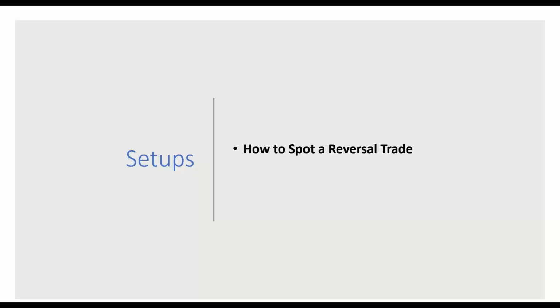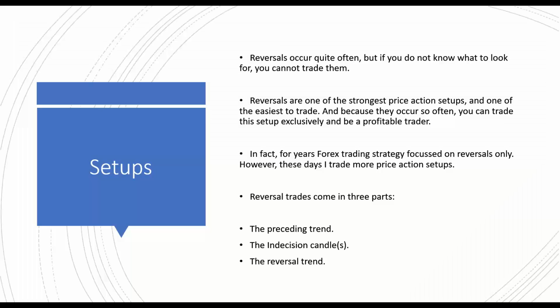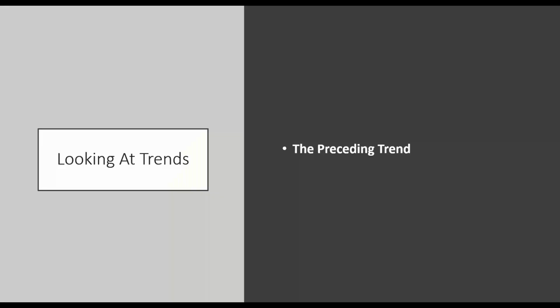So how do we spot a reversal trade? Reversals occur quite often, but if you do not know what to look for, you cannot trade them. Reversals are one of the strongest price action setups and one of the easiest to trade. So what are you looking for? A reversal trade comes in three parts: the preceding trend, the indecision candle, and then the reversal trend.